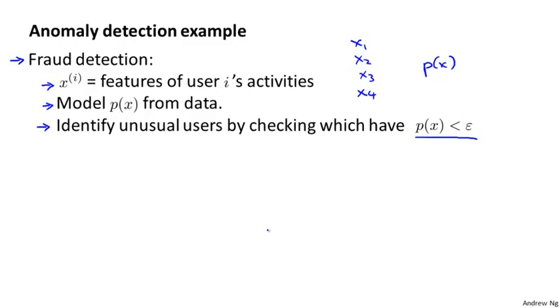So not just accounts that may have been stolen, or users that are trying to do funny things, but just unusual users. But this is actually the technique that is used by many online websites that sell things to try to identify users behaving strangely, and that might be indicative of either fraudulent behavior or of accounts that have been stolen. Another example of anomaly detection is manufacturing. So we already talked about the aircraft engine example, where we can find unusual, say, aircraft engines and send those for further review.